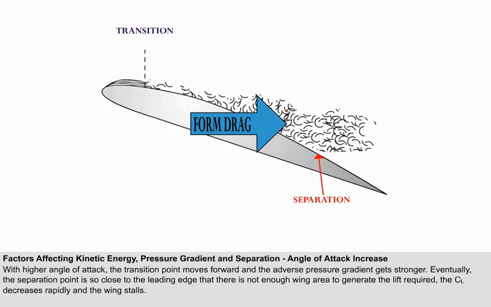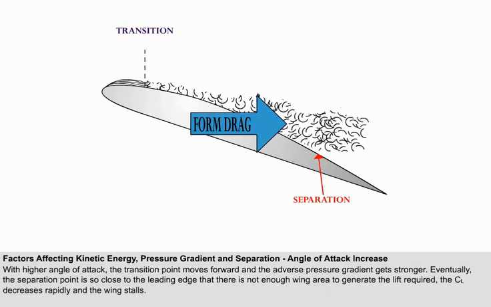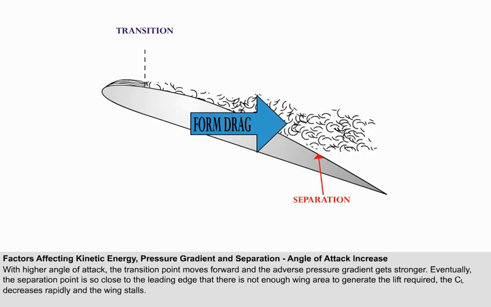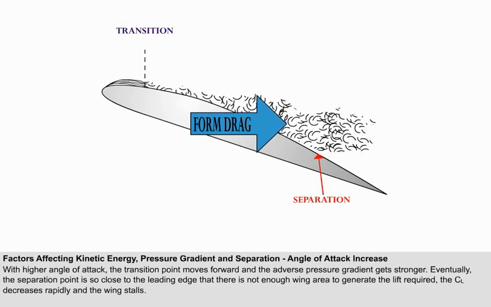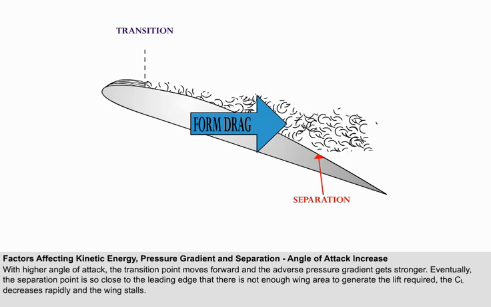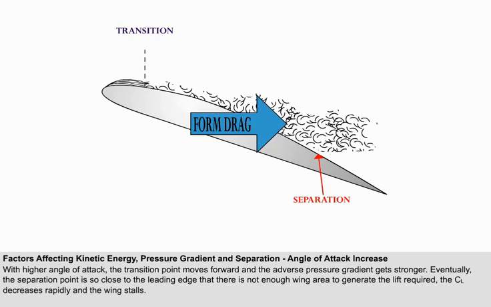Eventually, the separation point is so close to the leading edge that there is not enough wing area to generate the lift required. The CL decreases rapidly, and the wing stalls.